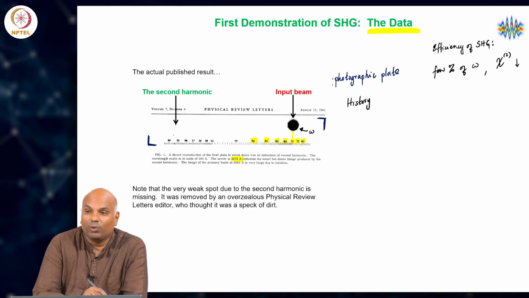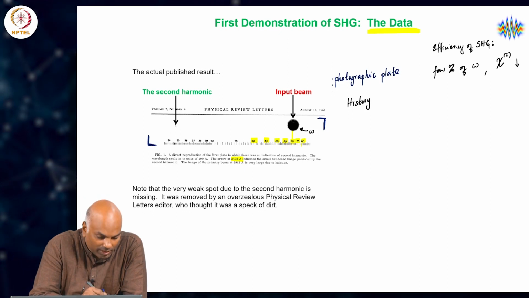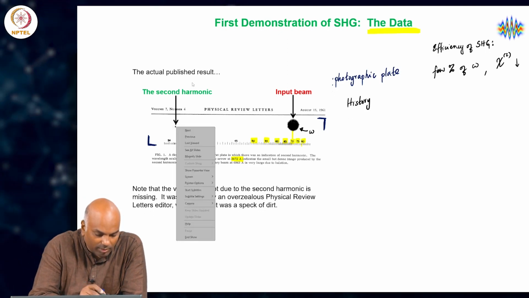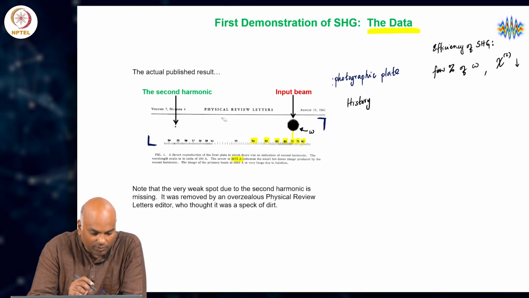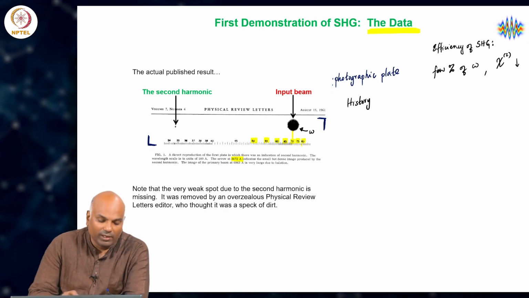So, what is the proof that second harmonic was generated at all in this experiment? It just so happened that there was a very tiny dot here, and remember that these were the days of the photographic plate. Now, we show a very cleaned up image here.